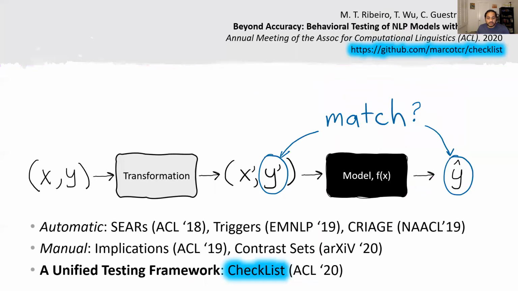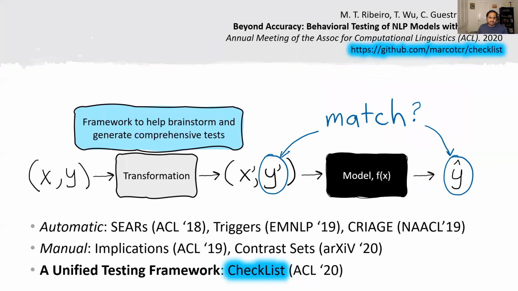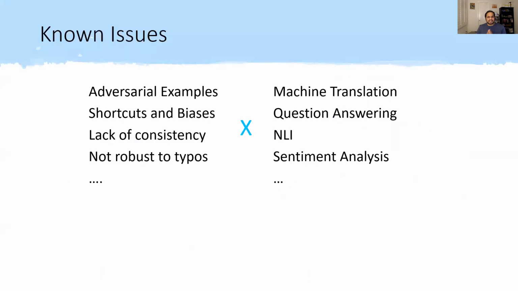Okay, so with that, I want to start talking about checklists in the remaining time, which is our unified testing framework for NLP models. So where we started was this obvious observation at this point that there are lots and lots of known issues in NLP models. You have adversarial examples, shortcuts and biases, lack of consistency, not being robust to typos, and then fairness, and a bunch of these sort of issues.